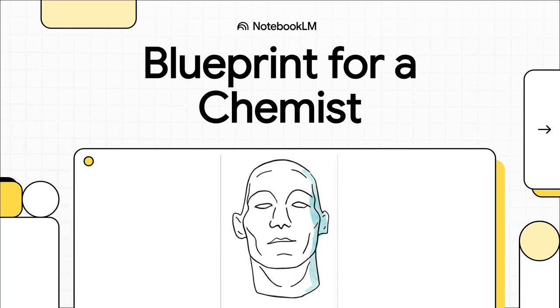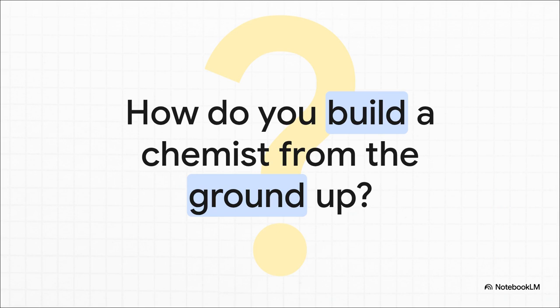Have you ever wondered how you actually build an expert? I mean, you don't just throw a bunch of facts at someone and hope for the best. No, it's more like constructing something, piece by piece, right from the ground up. Today, we're going to look at the architect's plan for building a chemist. So, yeah, how do you actually do it?